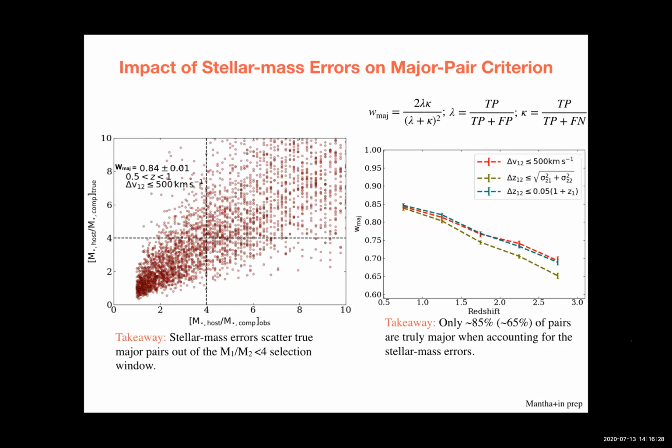But the overall punchline is that when we incorporate stellar mass errors, 85% of the ones that we select using observed values are actually true pairs, according to this plot. And this evolves with redshift and falls to around 65%. This is an interesting thing that we have noticed, which should be incorporated.